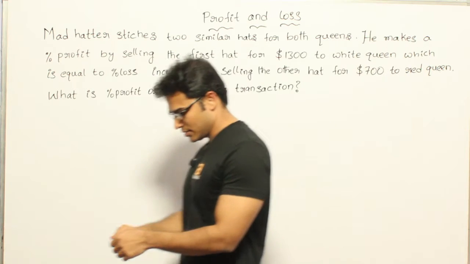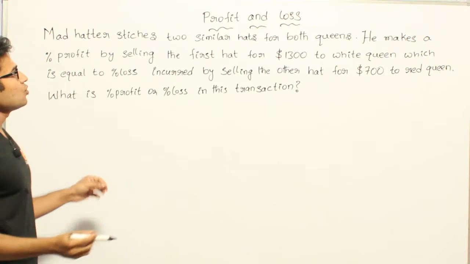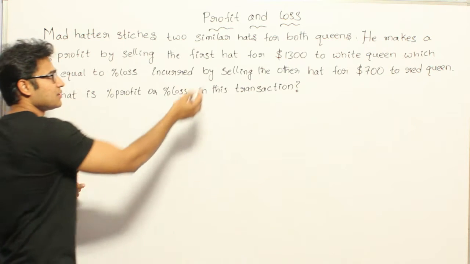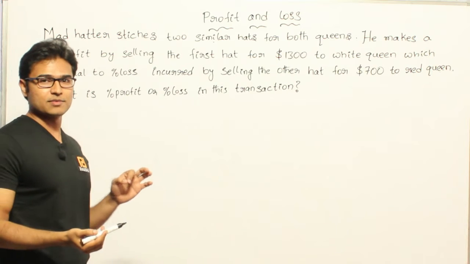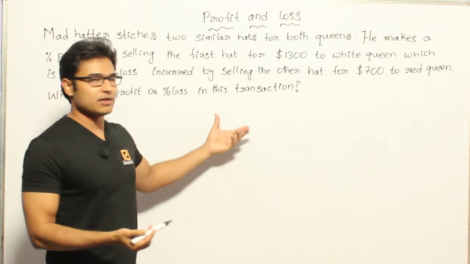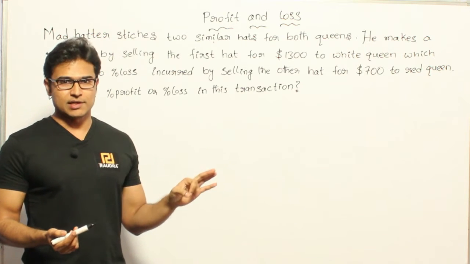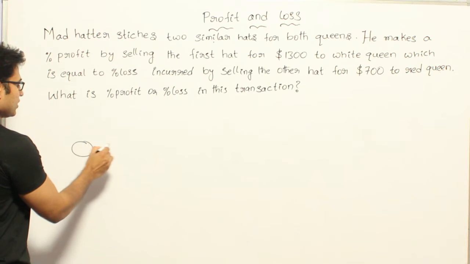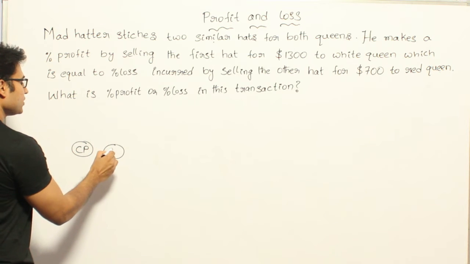I'll just summarize what is given in the question. First thing is, there are two similar hats. The reason for saying that the hats are similar is because their cost price is the same. You can pause the video and read the question. Since the cost price is the same, both hats have the same cost price.